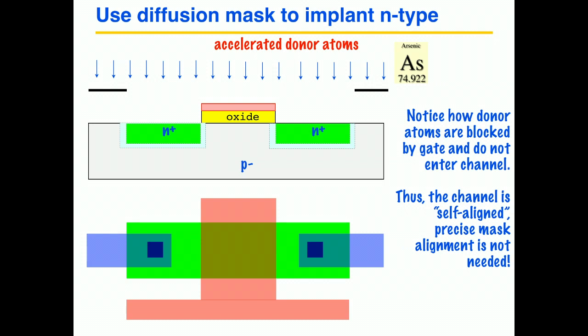Because this is typically one of the smallest dimensions in the whole chip, because we want those transistors to have a really short channel to be strong. Okay, so precise mask alignment's not needed, and it's one of the tricks of scaling CMOS down to smaller and smaller processes.